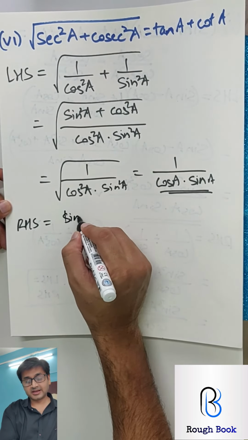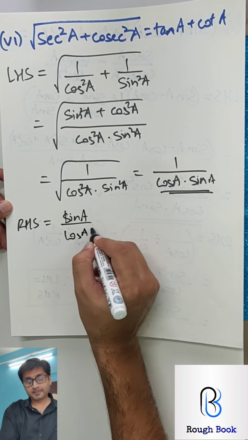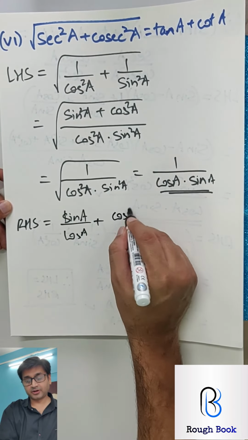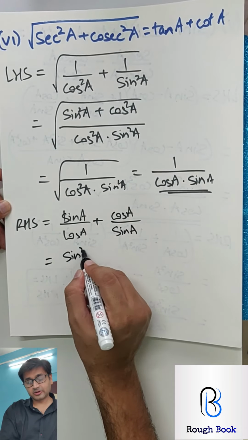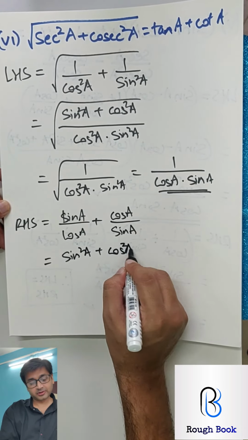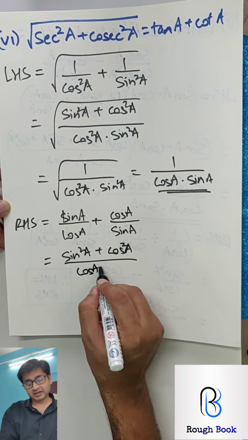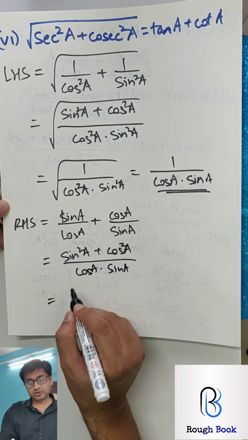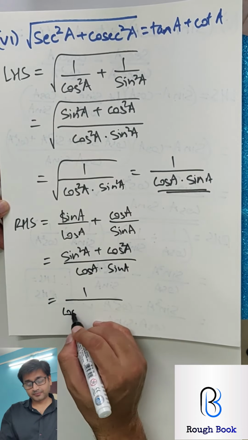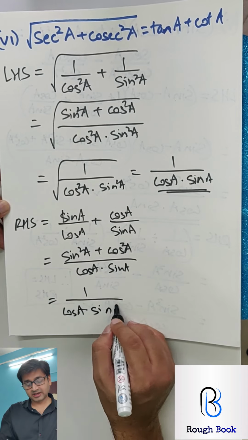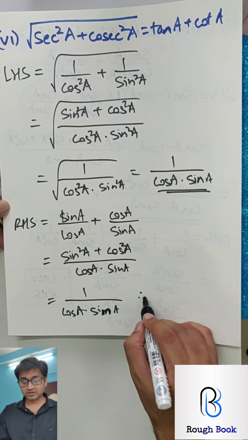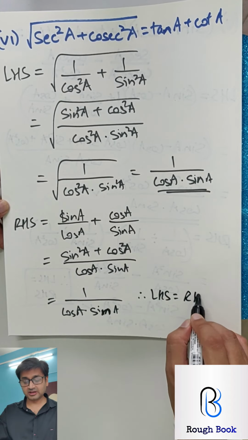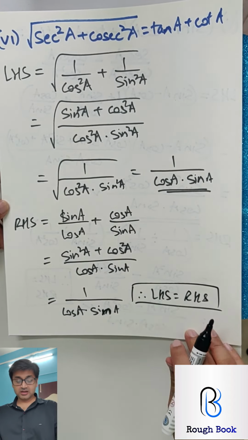Tan is sine A upon cos A and cot is cos A upon sine A. Perfect. So LCM, sine square plus cos square upon cos A into sine A. You know sine square plus cos square is 1, over cos A into sine A. There you go. Did it match? Yes, it did. So therefore you can say LHS equals RHS.